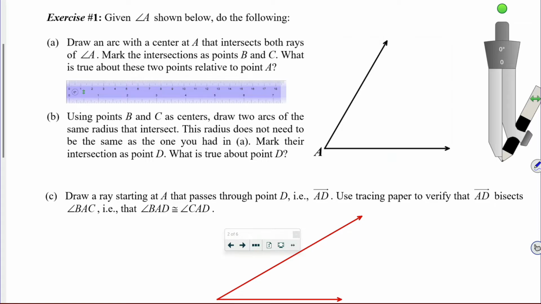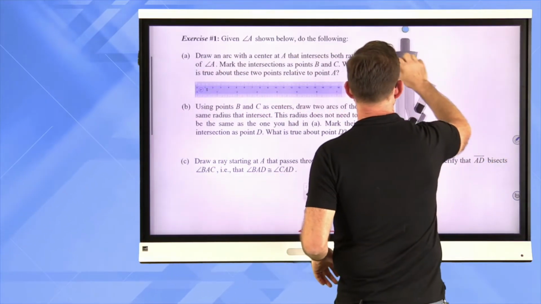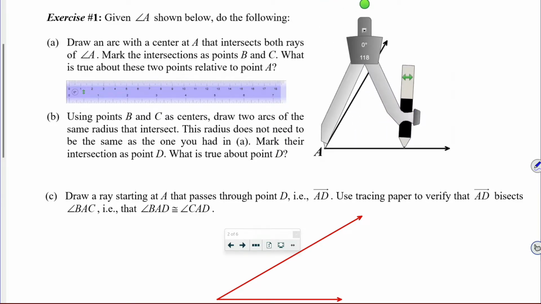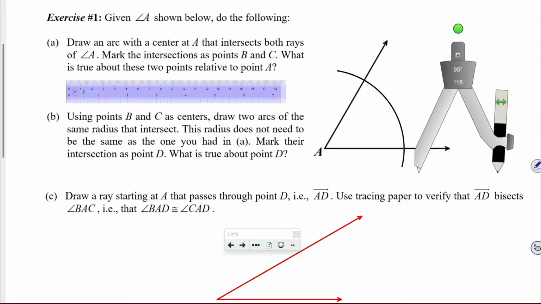Given angle A shown below, do the following. Letter A. Draw an arc with a center at A that intersects both rays of A. Mark the intersections as point B and C. What is true about these 2 points relative to point A? All right, simple enough, right? This is actually identical to how we started with copying an angle, right? We just want to come over here, draw a nice little arc. Just got to make sure that arc intersects both rays of the angle. Now, in this particular case, they tell us to mark those points as B and C.